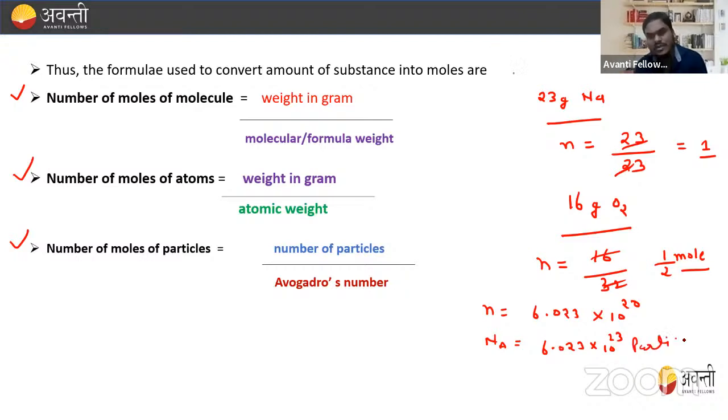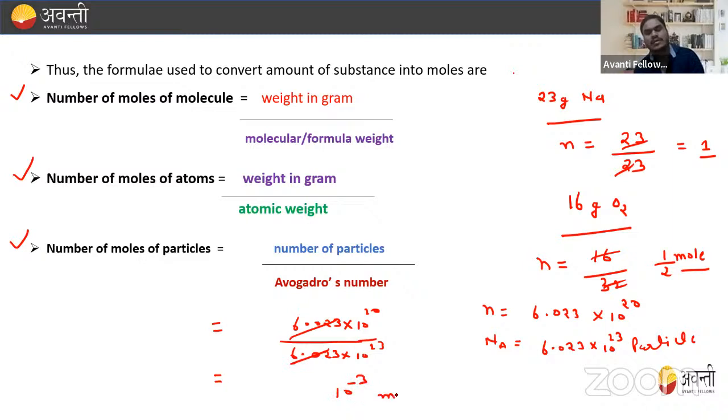Now, if someone says calculate the number of moles of the particle, how many moles of particles are present in this, then because the number of particles is already given, that is 6.023 into 10 to the power 20, we divide by the Avogadro number, which is 6.023 into 10 to the power 23. These cancel out each other, and this comes out to be 10 raised to the power minus 3. So 10 raised to the power minus 3 moles of particles are present.